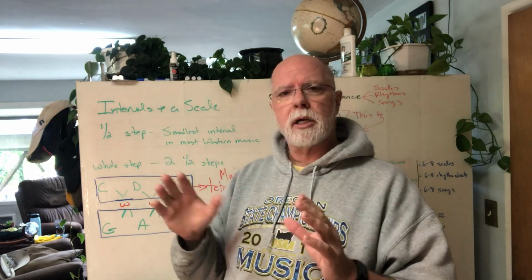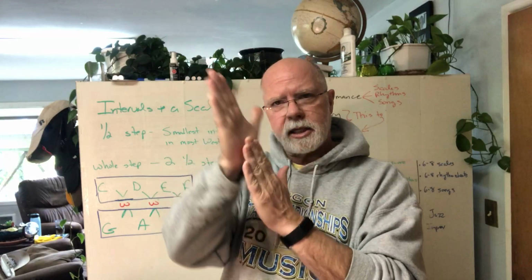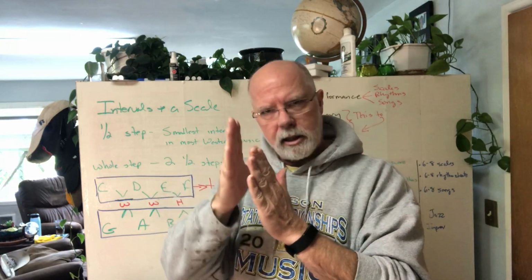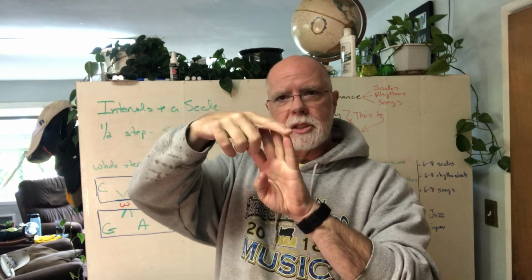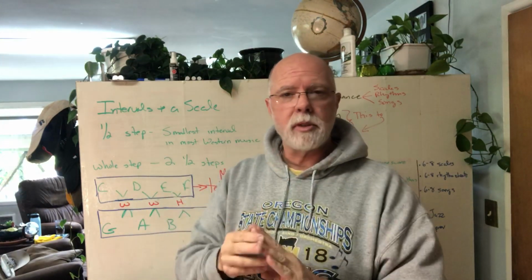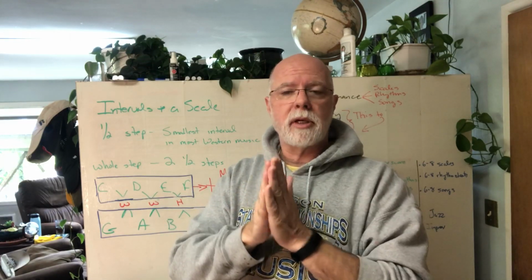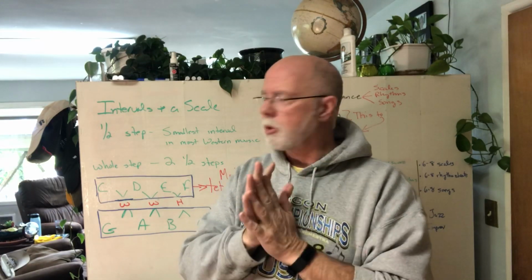But we're talking about a half step, so between a white key and the next black key up, or the black key to the next white key, or in those two cases where you have the E and the F and the B and the C, those are half steps because there's nothing in between. So it's the closest interval that we have in most Western music, okay?